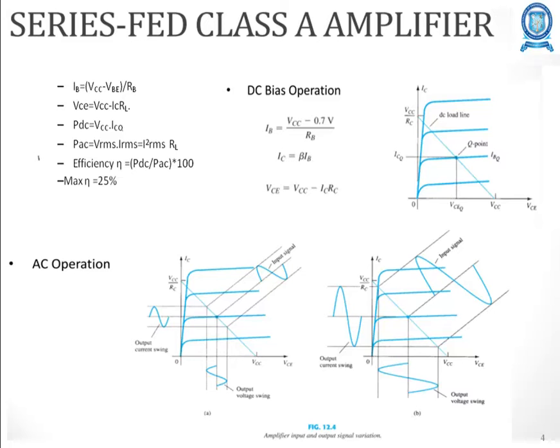AC operation: when an AC input signal is applied, the base current varies sinusoidally. Assuming non-linear distortion is absent, the collector current and the collector emitter voltage vary sinusoidally, as shown graphically in the figure. The output current, the collector current, varies around the quiescent point, while the output voltage, the collector emitter voltage, varies around the Q point value. The varying output voltage and current deliver AC power to the load.